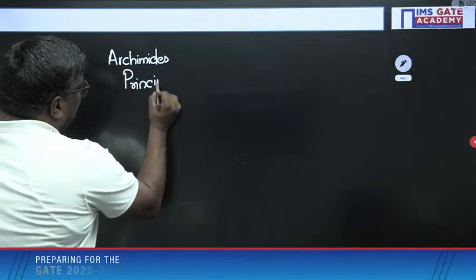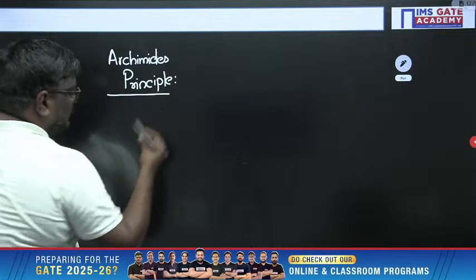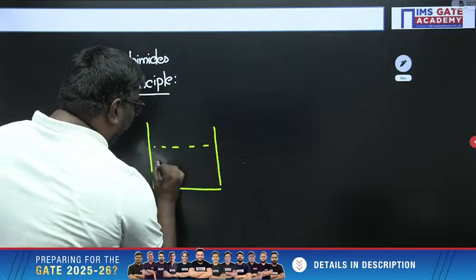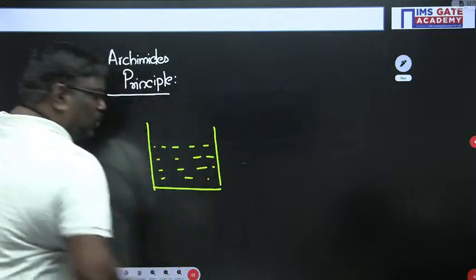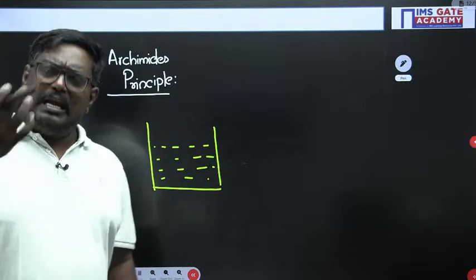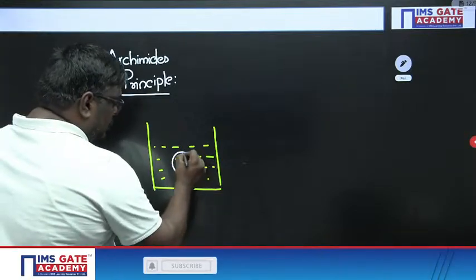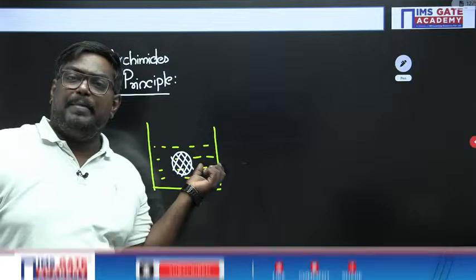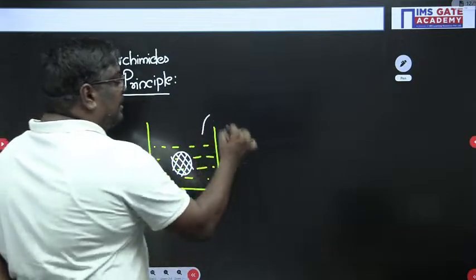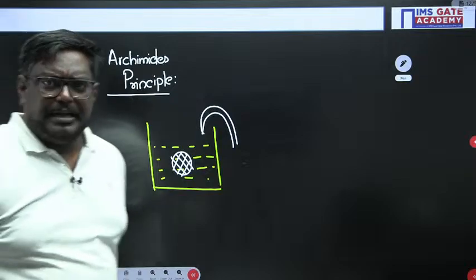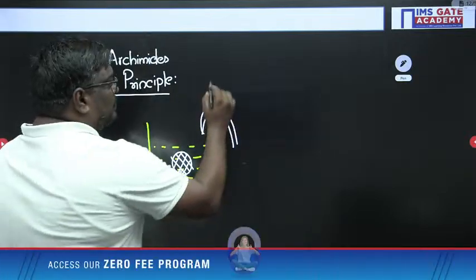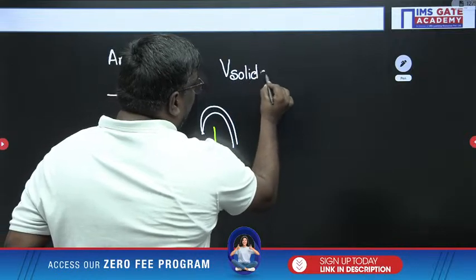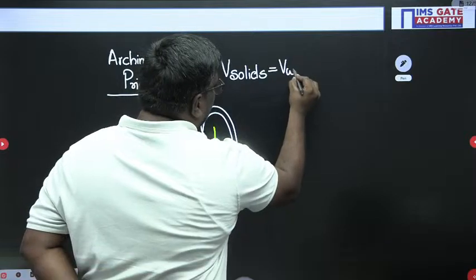So what the Archimedes principle actually says is, suppose I have taken a tumbler and it is full of water. Now you have placed some cricket ball or any kind of ball here. Whatever the volume occupied by the ball, that much water will be displaced. So, simple logic, my dear students, when you are solving problems, always remember that the volume of solids will be equal to the volume of water displaced.